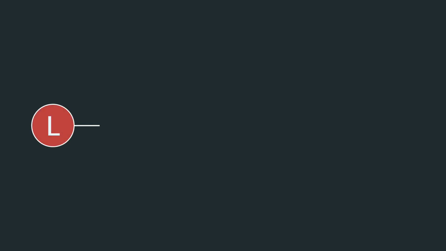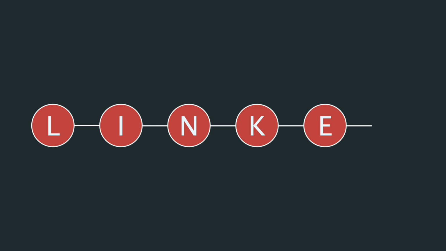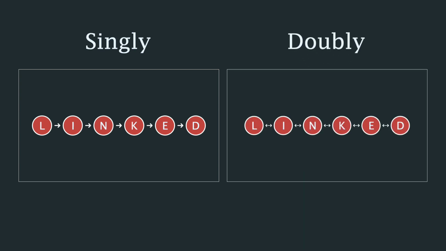The linked list, although often overlooked, is a fundamental data structure in computer science. In Chapter 1, we're going to focus on the singly linked list, and in Chapter 2, we're going to cover the doubly linked list.